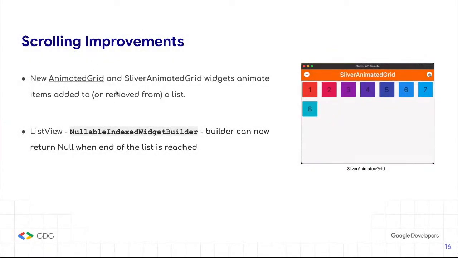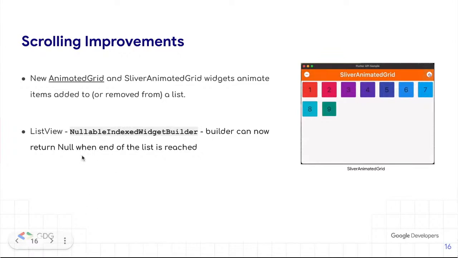The animated grid and sliver animated grid widgets. Now, when you add and remove an item from them, you can now add some animations to it when you remove and add an item from animated grid and sliver animated grid.